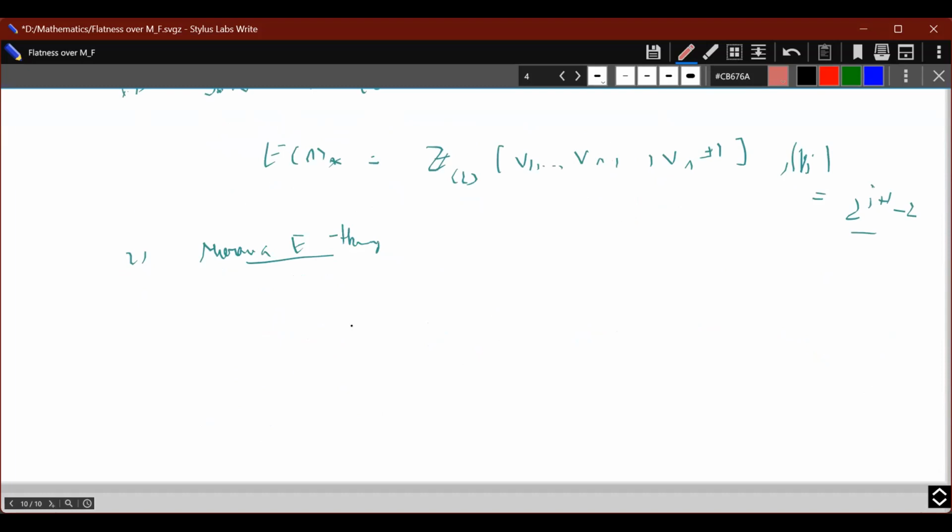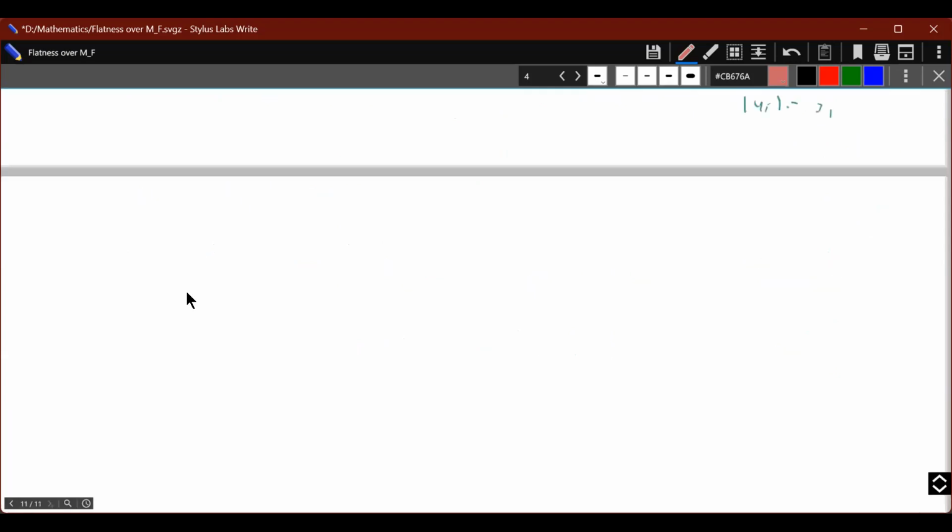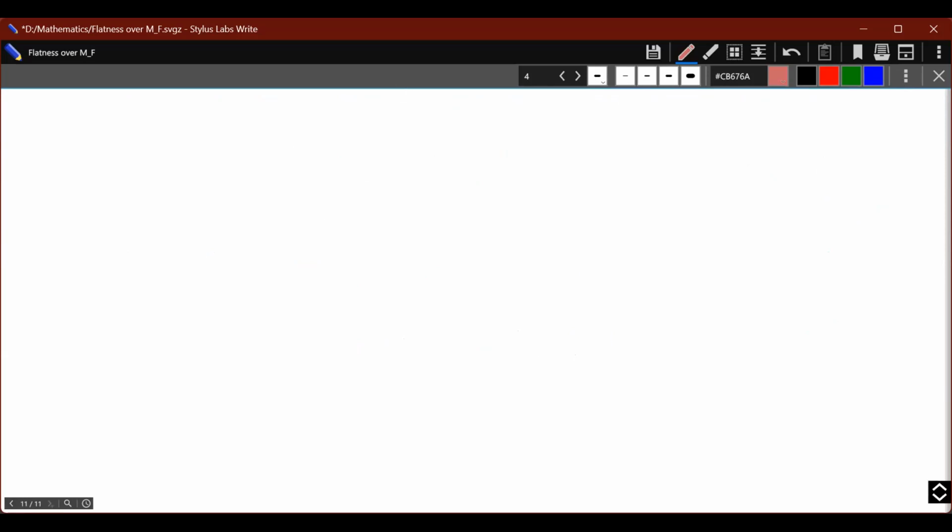W is the ring of Witt vectors. I won't go into this. And another example is elliptic homology theories.